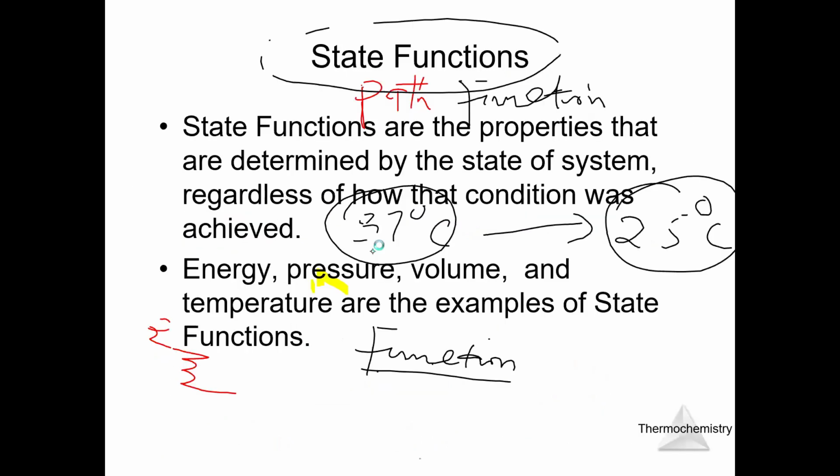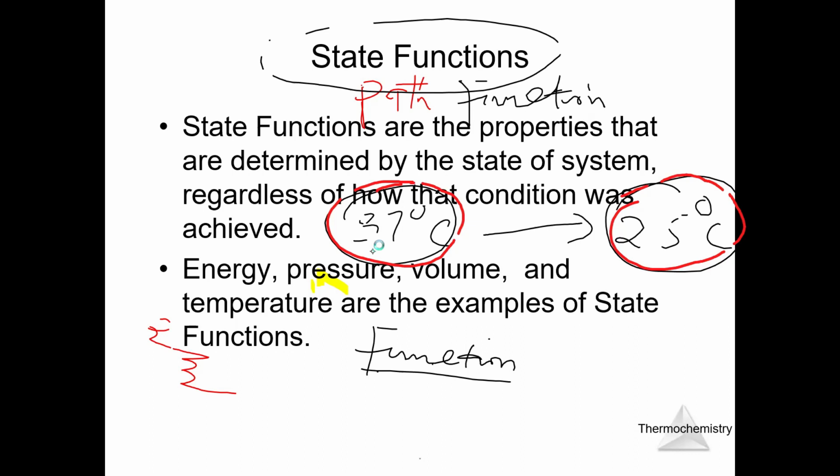So now, what is a state function? State functions are the properties that are determined by the state of the system, regardless of what conditions it was achieved by. Assuming you have a temperature of 37 degrees centigrade, and it has now dropped to 25 degrees centigrade. You see the initial temperature is 37 degrees centigrade, but the final, after it has cooled down, is now 25 degrees centigrade.